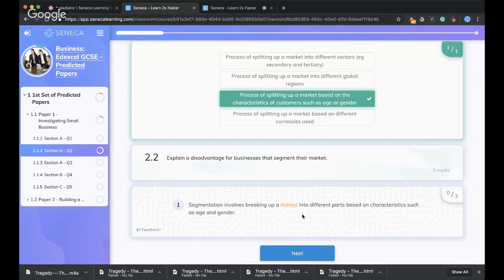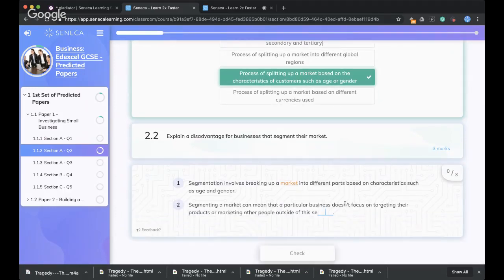What is segmentation? Split up a market. Yeah, exactly. Are people old or young? Male, female, or rather not say, if you're on our sign-up form. You can basically segment on anything, can't you? So we segment into different parts, and then segmenting a market can mean that a particular business doesn't focus on targeting their products or marketing other people outside of this.